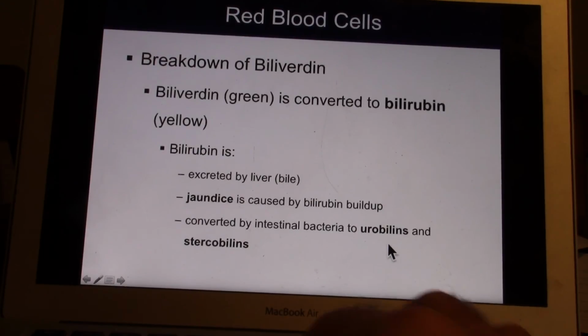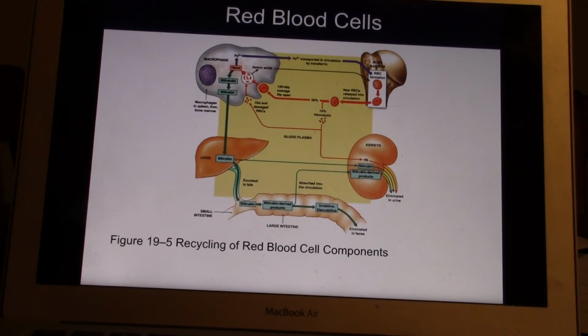Another group of these molecules are converted into what's called stercobilins. These are not reabsorbed out of the intestine, they stay in the intestine. And this is basically the chemical right here that makes our stools brown. So urine being yellow and stools being brown are both caused by breakdown of our own red cells and the reprocessing of those things.